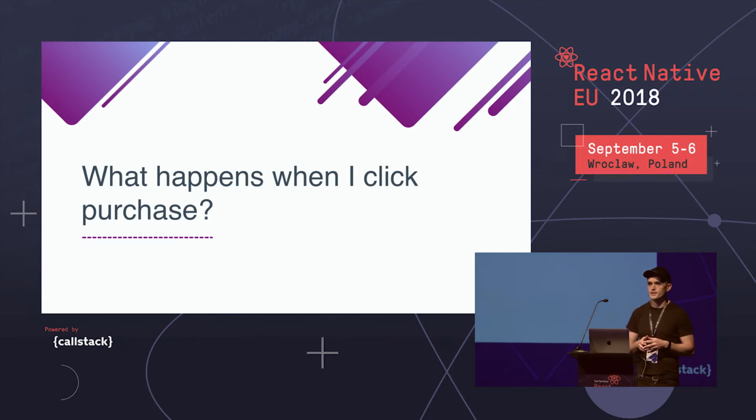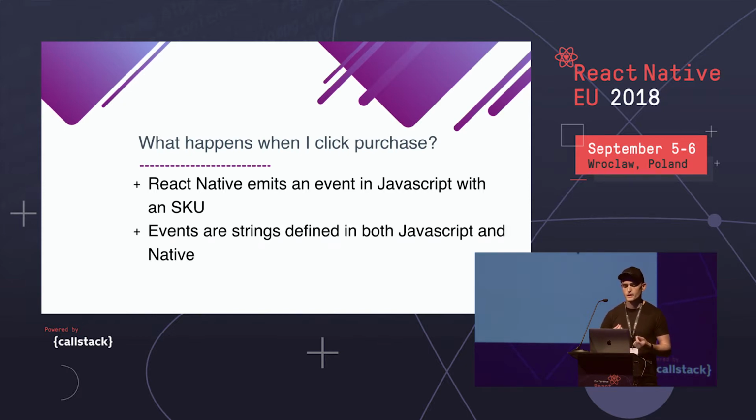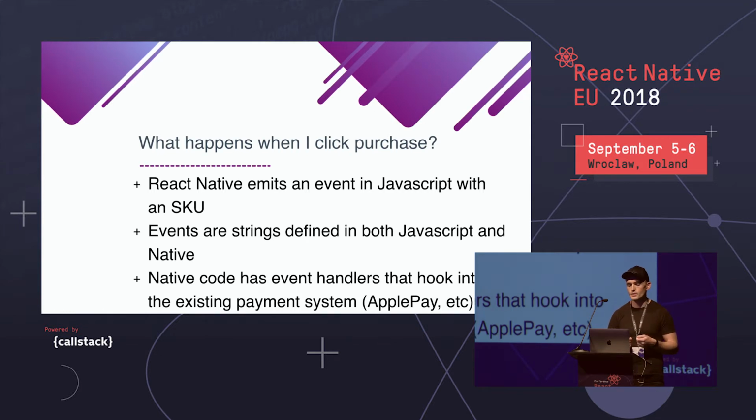Okay, so let's go back to the application and look at this from the point of view of the user. What happens when I click Purchase? When I click Purchase, React Native emits an event in JavaScript with an SKU. For those of you who've never worked in commerce, an SKU is a unique identifier that maps an item to an inventory system. Events are strings defined in both JavaScript and native. Native code has event handlers that hook into the existing payment system. This is the payment system in the native app, not one that's installed by an NPM module. And it's going to trigger Apple Pay or whatever it is that we want to do with the data payload that we've sent over the bridge.